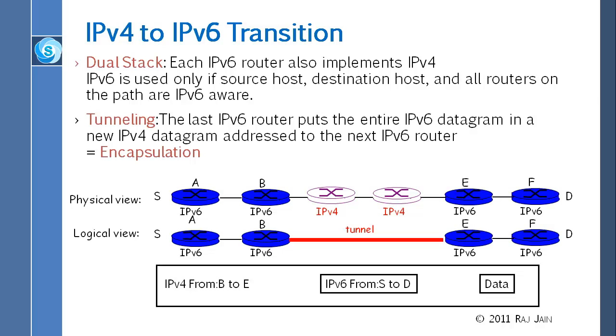So, dual stack. Dual stack means each IPv6 router will also implement IPv4, and IPv6 is used if the source host, destination host, and all routers on the path are IPv6 aware. So here's the thing: if you want to use IPv6, everybody has to know IPv6. Regardless of what computer you have today, you have IPv6 in your computer. Microsoft has implemented it, Apple has implemented it, Linux has implemented it. So everybody has implemented it, but routers have not.